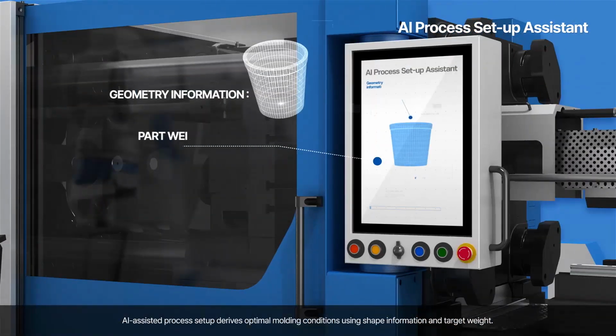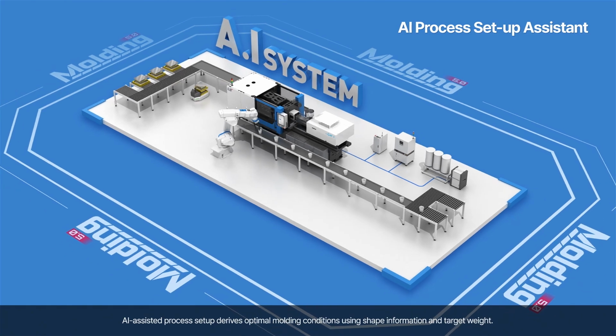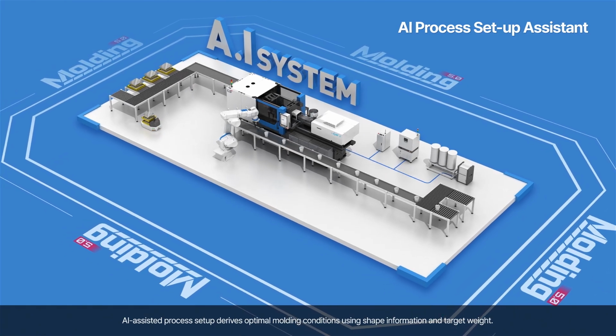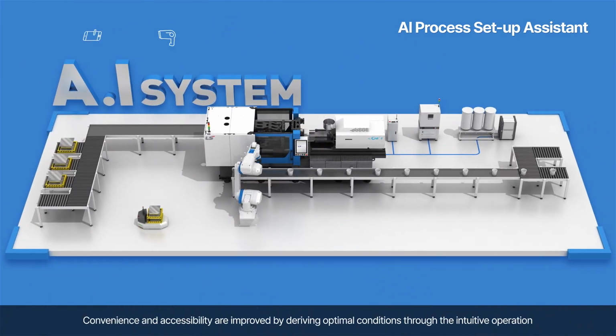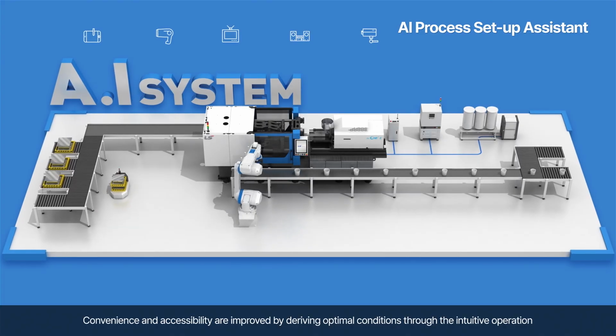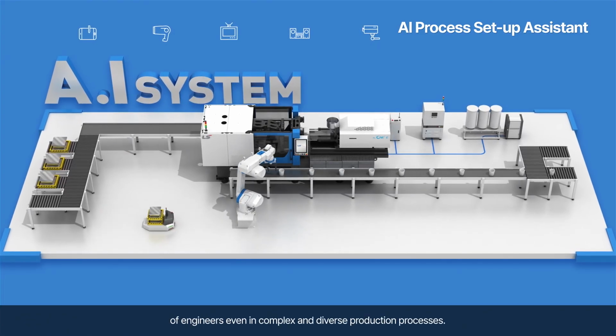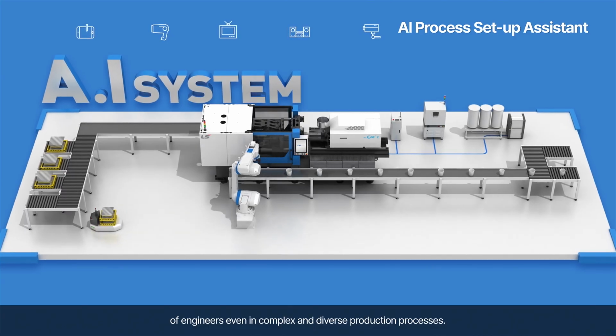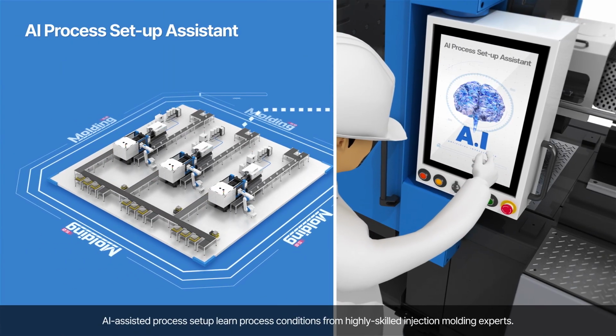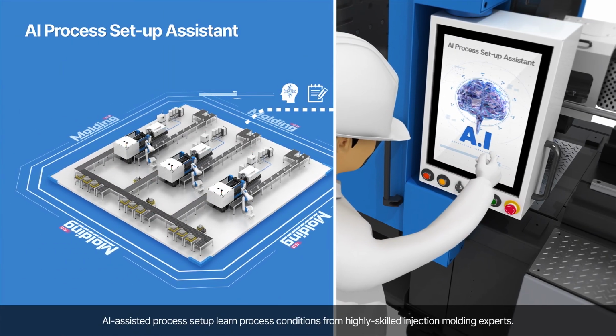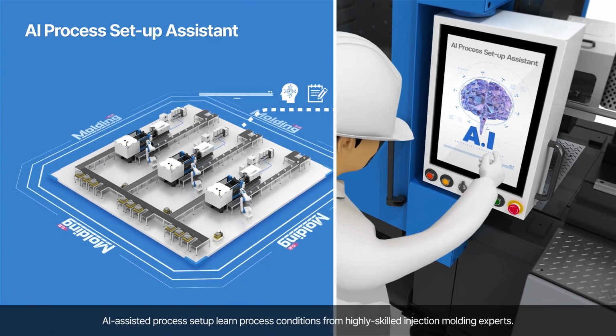AI-assisted process setup derives optimal molding conditions using shape information and target weight. Convenience and accessibility are improved by deriving optimal conditions through the intuitive operation of engineers even in complex and diverse production processes. AI-assisted process setup learns process conditions from highly skilled injection molding experts.